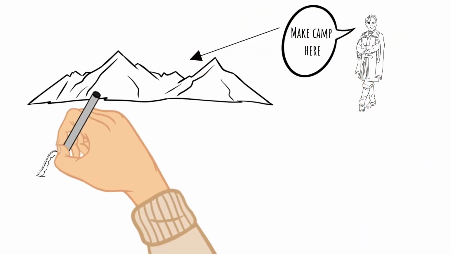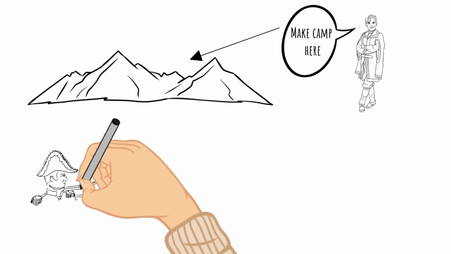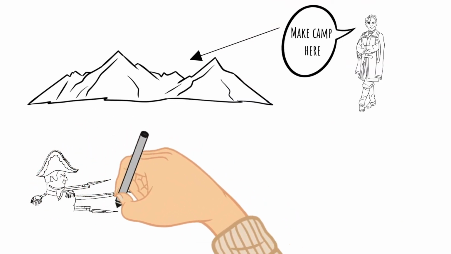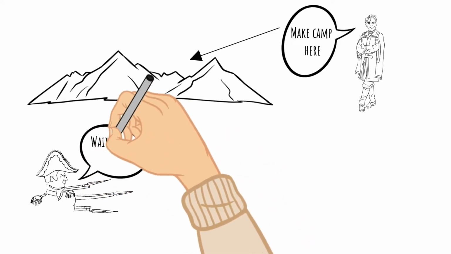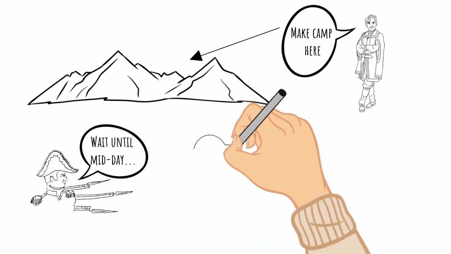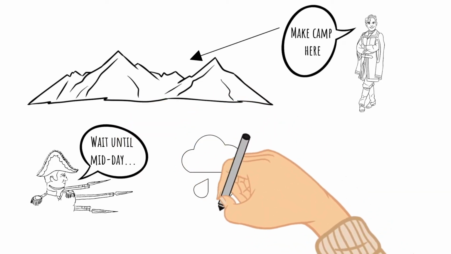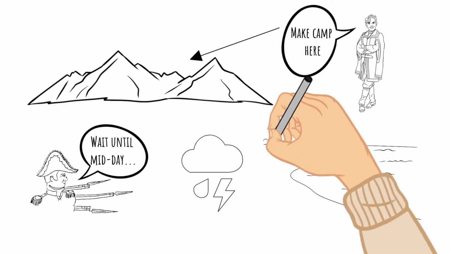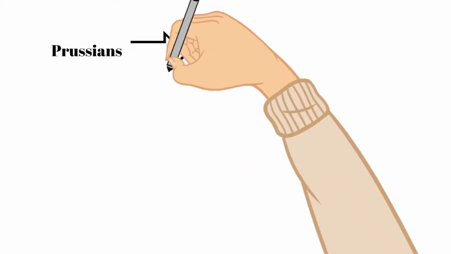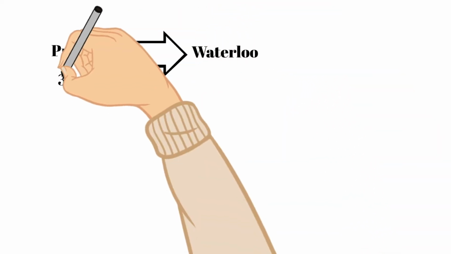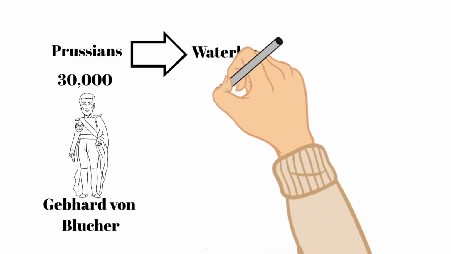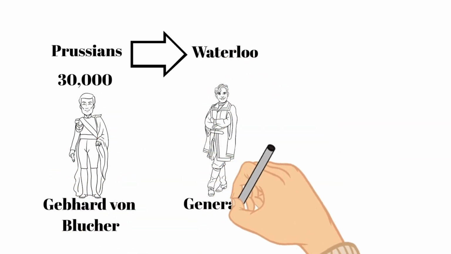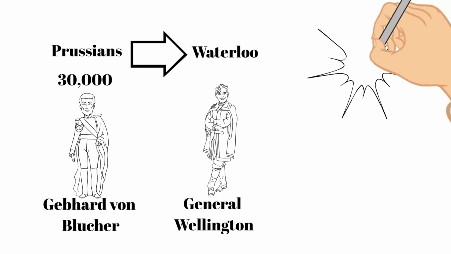The morning of the Battle of Waterloo, Napoleon decided to wait until midday to give the command to attack because it had rained the night before and he wanted to give the ground time to dry out. This delay proved to be a great mistake for Napoleon because it gave the Prussians, numbering more than 30,000, led by Gebhard von Blucher, time to march to Waterloo to join General Wellington's troops.